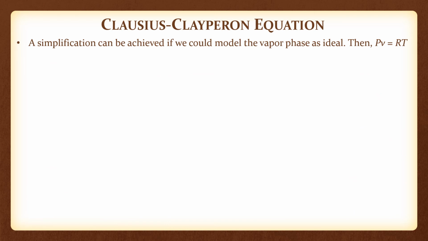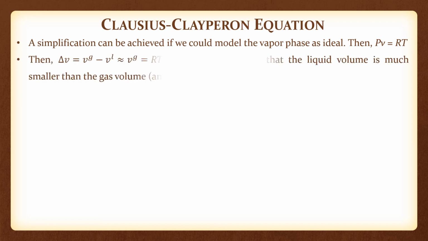Now, we can simplify. If we assume the vapor phase to be ideal, then PV is RT, keeping in mind that delta V is simply Vg minus VL. Then we further make the simplification that VL is much, much smaller than the gas phase, and so we approximate this delta V to be Vg. Basically, there is more than a 100 times increase in volume typically when a liquid vaporizes to gas phase. So this approximation is not terrible at all.